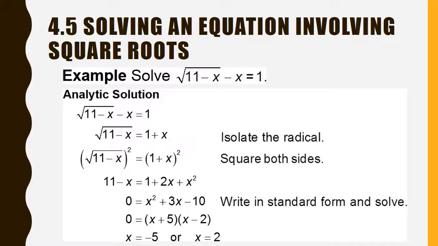Then what we're going to do is, well, we've got a quadratic. We have a highest power of x squared, so we're going to make it look like a quadratic equation. We get everything on one side and 0 on the other, which is called standard form. And then we factor and we solve, and we end up with x equals -5 or x equals 2.